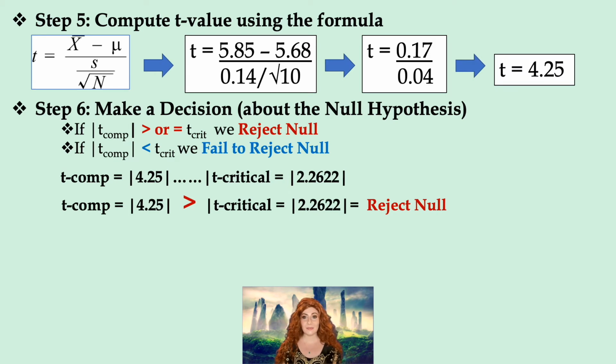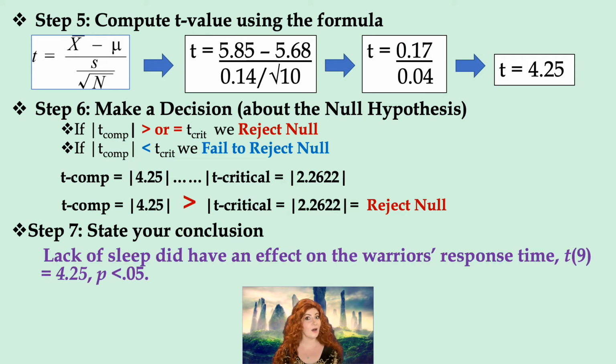So lack of sleep did have an effect on the warrior's response time, comma, t to represent the test we did, a t-test. Open the parenthesis and put in the degrees of freedom there, which are 9. Close the parenthesis and state the t computed value. T computed value was 4.25. And because we've rejected null, p is going to be less than 0.05.